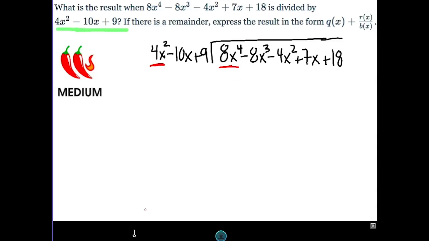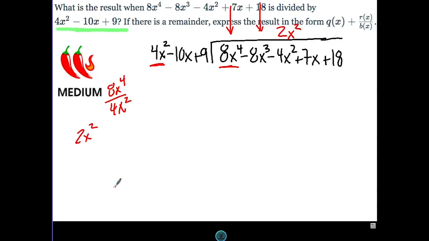4x squared, 8x to the fourth. Remember, this is always our first step. We divide, we multiply, we subtract. So we're dividing those terms. 8x to the fourth divided by 4x squared. Goes in there 2x squared times. The 2x squared, that's your quotient. Where's that go? That goes up above. And make sure you put it, and we're going to just line these things up vertically. Think about these as like vertical columns here. So 2x squared, that is a second degree monomial.